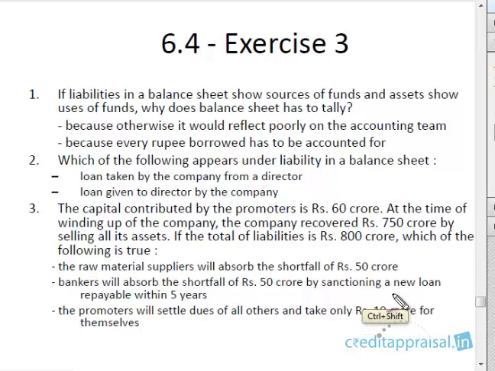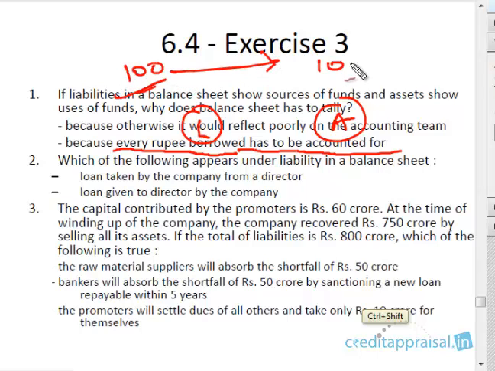From a technical point of view, it's going to tally because of the double entry bookkeeping. That is different. But from a common sense point of view, the balance sheet has to tally because every rupee borrowed on the liability side has to be accounted for on the asset side. What you did with the 100 rupees you borrowed, you have to show on the asset side. That's why the balance sheet will always tally, right?